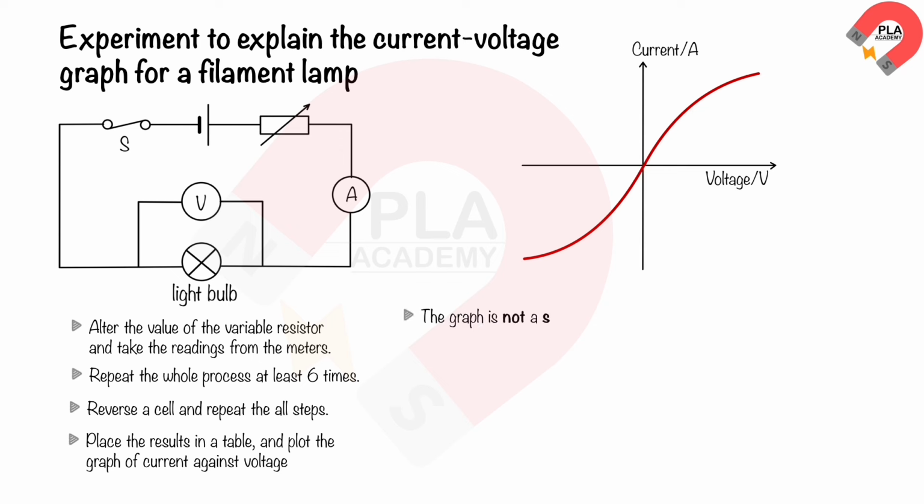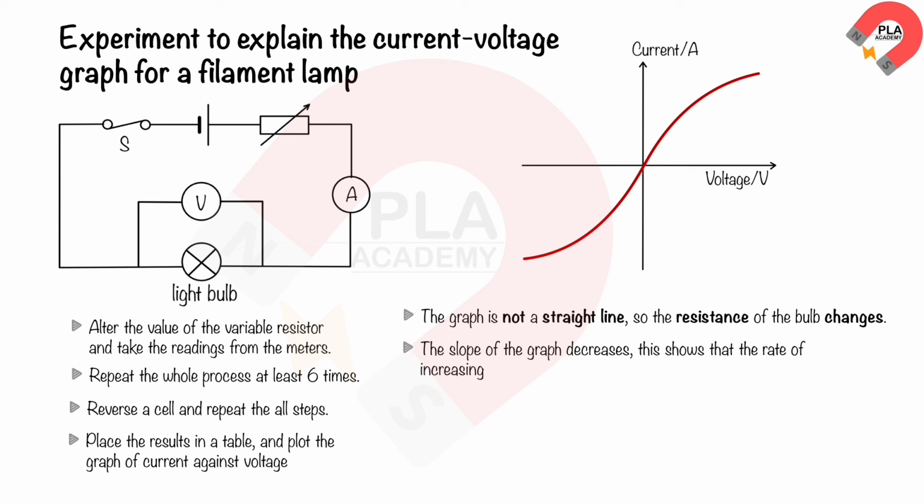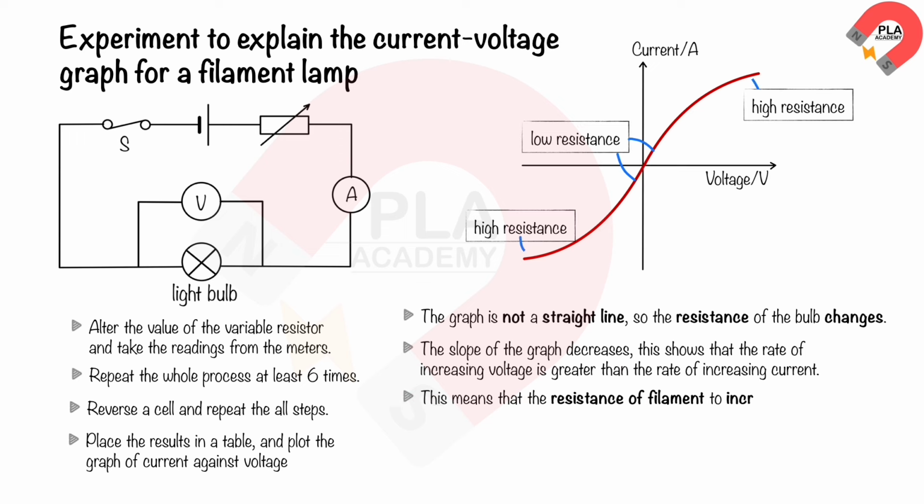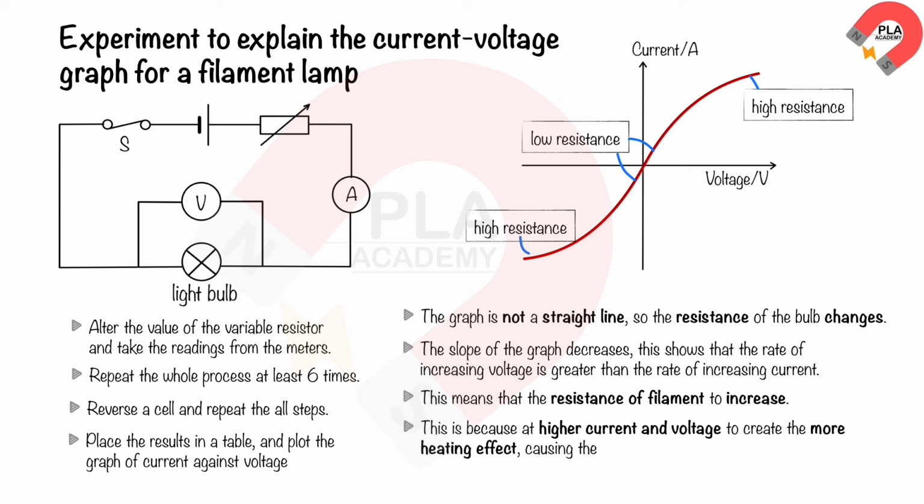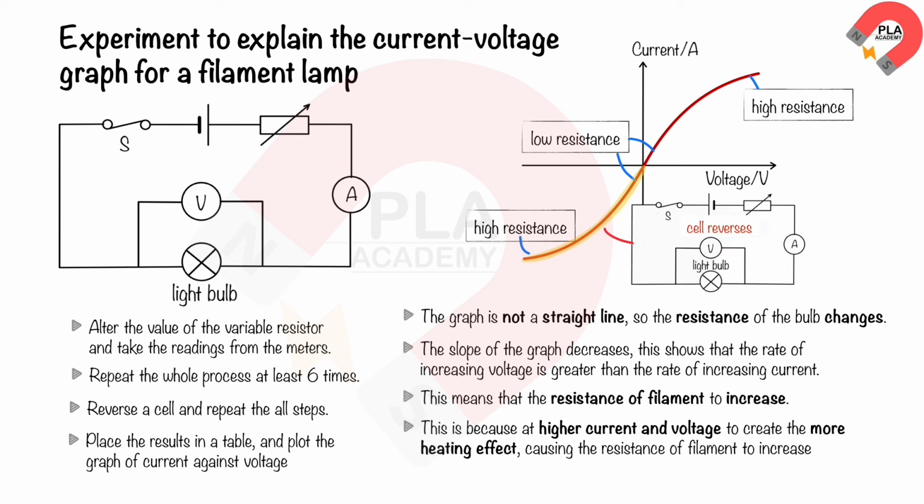The graph is not a straight line. This shows that the resistance of the bulb changes. The slope of the graph decreases. This shows that the rate of increase of voltage is greater than the rate of increase of current. This means that the resistance of the filament increases. This is because at higher current and voltage there is more heating effect, causing the resistance of the filament to increase. This side of the graph comes from the results when we reverse the cell.